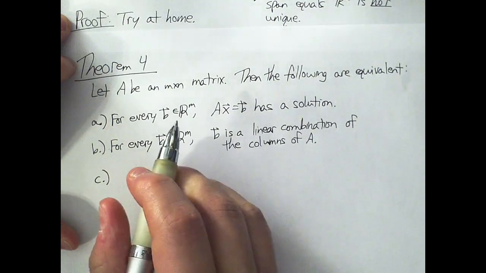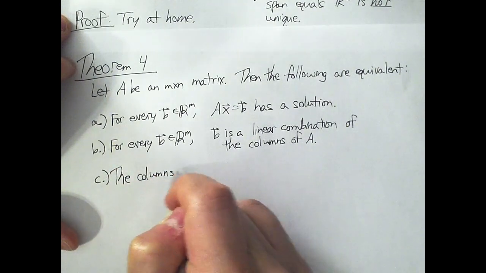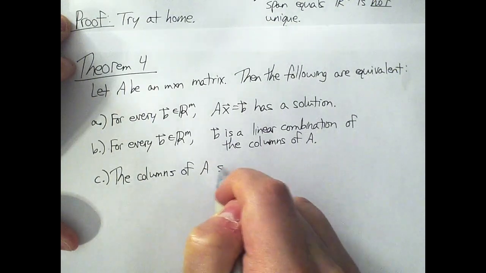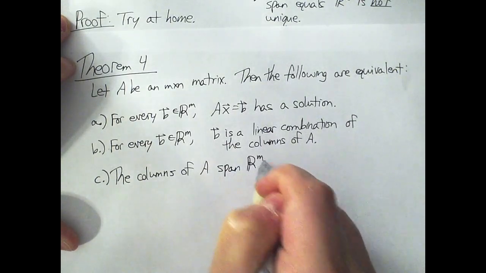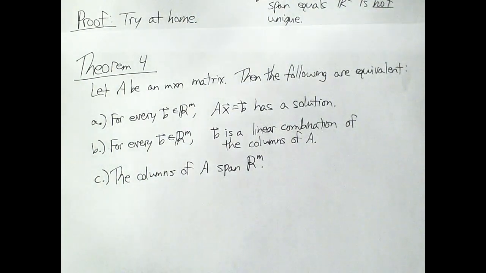All right. Next thing, the columns of A span Rm. Okay. Columns of A span Rm. We've started to do some little examples of sets of vectors that span R2. We've seen some sets of vectors that span R2.